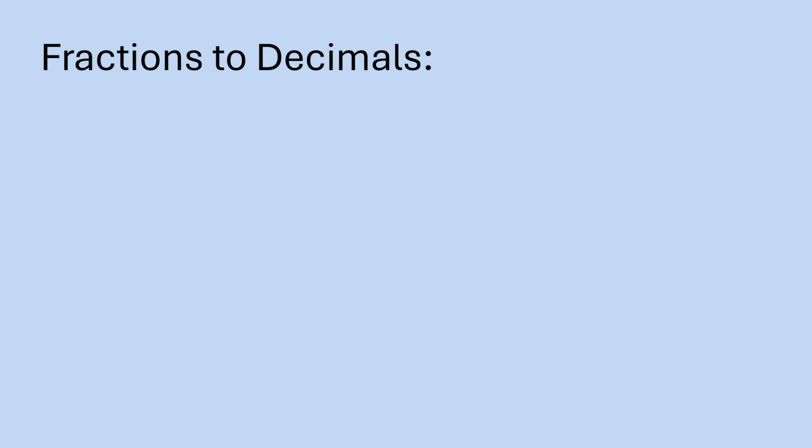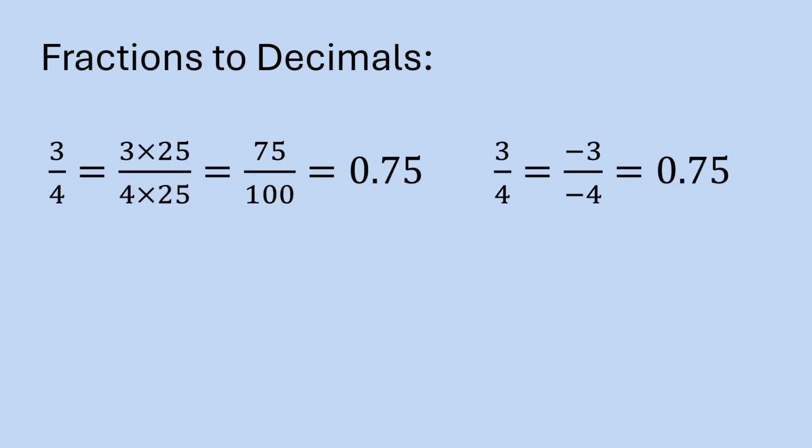Now fractions to decimals. Example 3 divided by 4. We will convert the denominator into a multiple of 10. It is not always possible, so we need to do more practice. We need to see the possibilities. Here we can multiply 4 by 25. The final result will be 100.